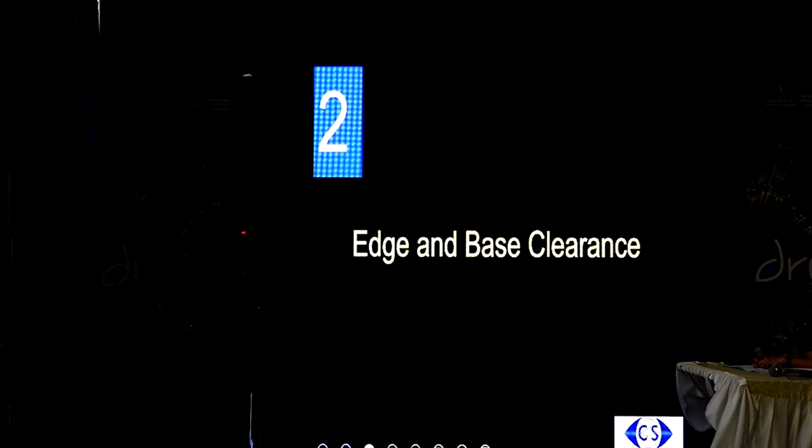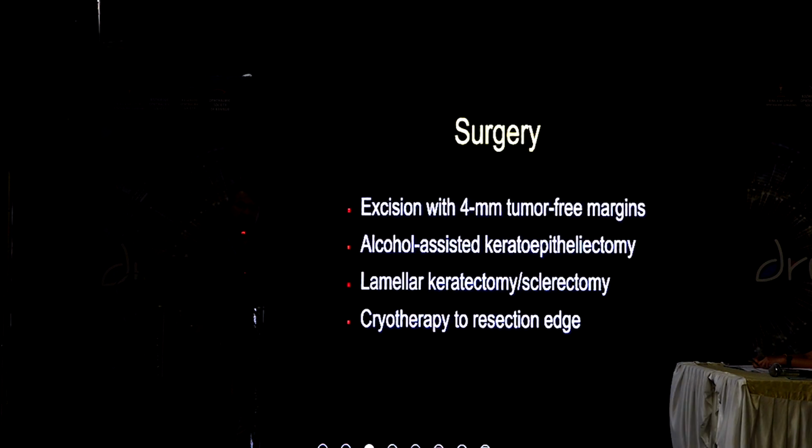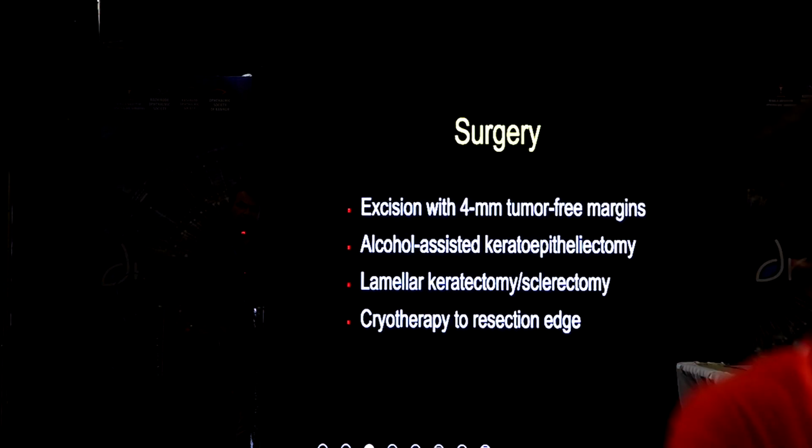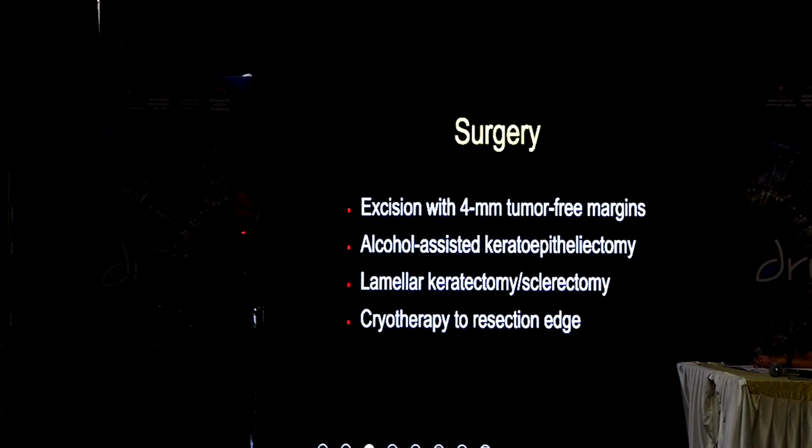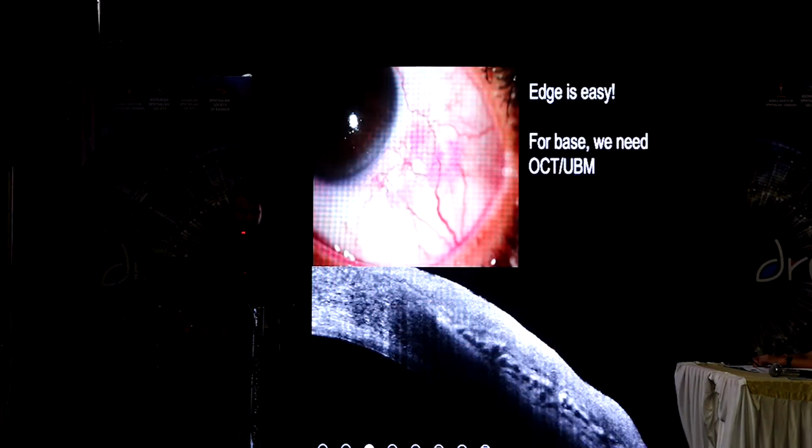Second oncological principle is that you should have edge as well as base clearance. When we talk about surgery, the edge clearance is always 4 mm beyond the clinically determined margins. Clinically determined margins would include rose Bengal staining and a good slit lamp evaluation. Beyond that, you have to have 4 mm margins. Along with that, you have to do alcohol-assisted keratoepitheliectomy for the corneal epithelial component. Lamellar keratectomy and sclerectomy are generally not performed currently, and cryotherapy to resection edge would be mandatory.